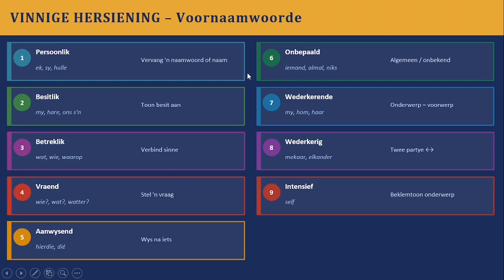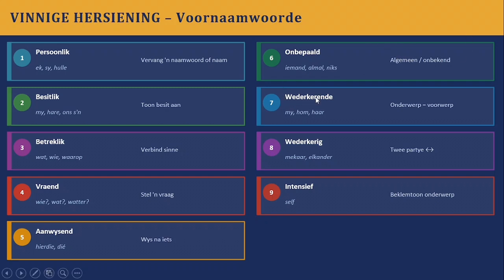All right, so let us quickly go through this. Persoonlik, you are replacing the noun or a proper noun. Besitlik, you are showing possession. Myne, hare, onsin. Betreklik, you are combining sentences and referring it back to the thing that's performing the action. So that is words like wat, wie, waarop, etc. Vraend, you are asking a question, so you'll see that with the question itself and the question mark. Aanwysend, very specific, hierdie, daardie, die, en dit. Onbepaald, not specific, iemand, niemand, almal, niks, iets, those things. So also referring to the general public.